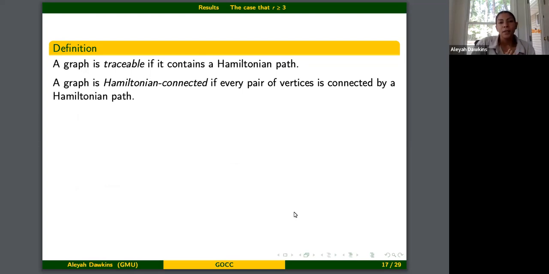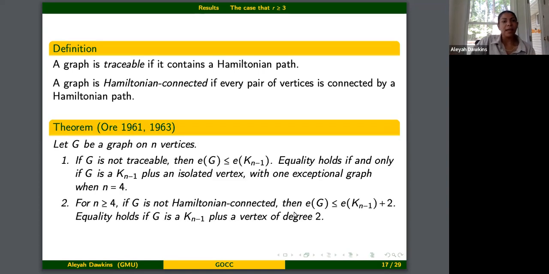So the next 2 properties I'd like to talk about are traceability and Hamiltonian connectedness for the L values of -1 and 1 respectively. A graph is traceable if it contains a Hamiltonian path, just being a path in your graph that contains every vertex of your graph. And a graph is Hamiltonian connected if every pair of the vertices is connected by a Hamiltonian path. And just as with Ore's result for being non-Hamiltonian, Ore also had results for being not traceable and not Hamiltonian connected.